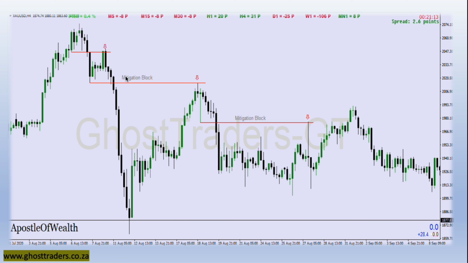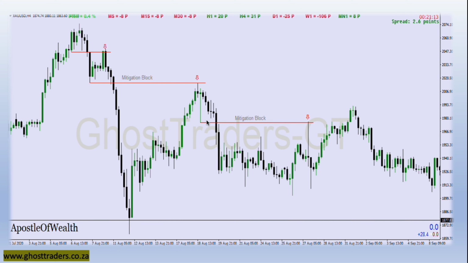And guess what? You can see that our mitigation block is in line with our fair value gap here. Okay, so that's a high probability mitigation block. So you can see also here we have a lot of what? We have a lot of displacement here. Okay, there is enough imbalance, or there is enough liquidity void here. Okay, so price pushed back just to close it, and then it pushed down.